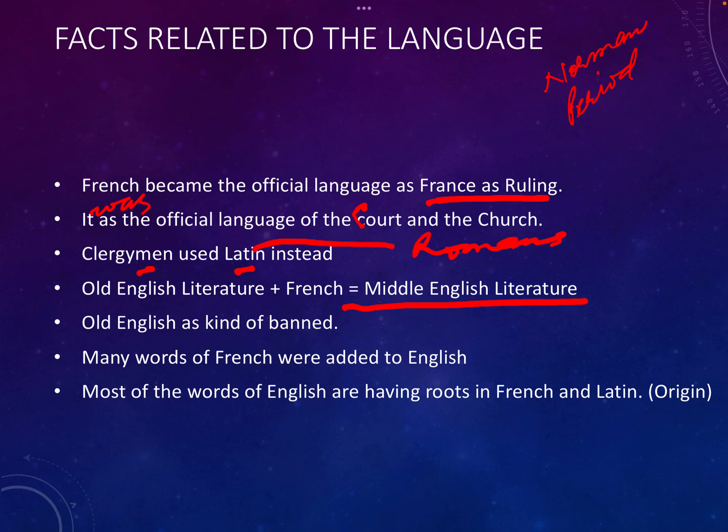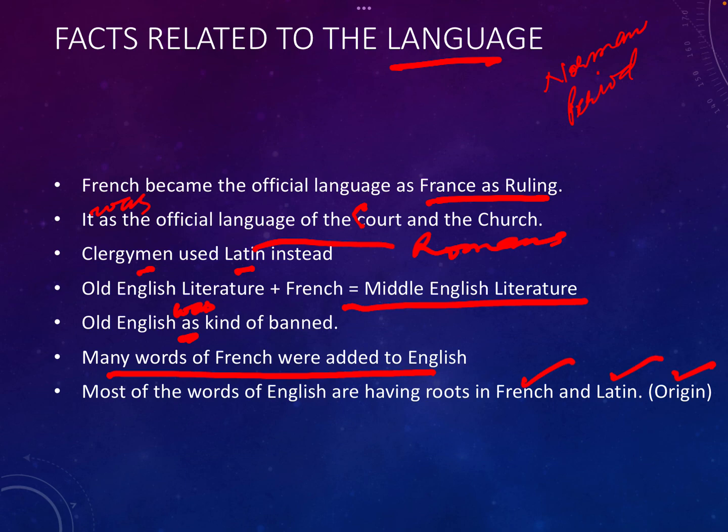Old English was kind of banned, as it is written, typo error. It was a kind of banned to be used during this period. And as the advancements of language took place, many words of French were added to English. If we talk about origin, let me read the next line too, then let me explain. Most of the words of English have roots in French or Latin.